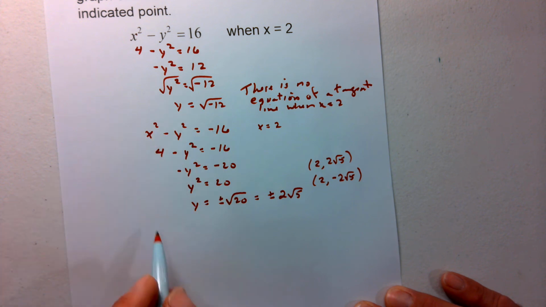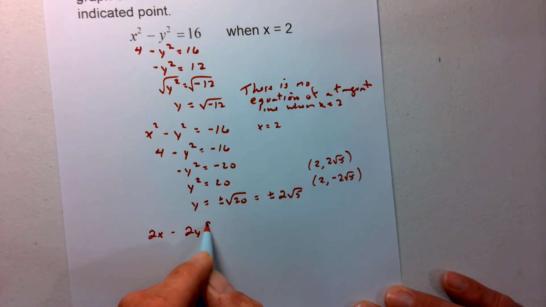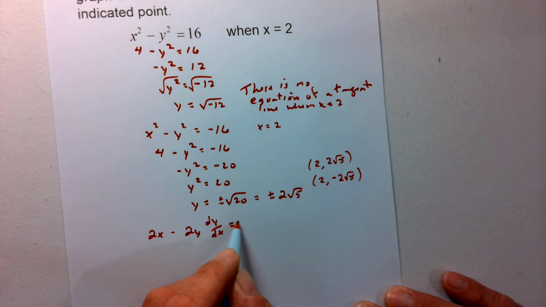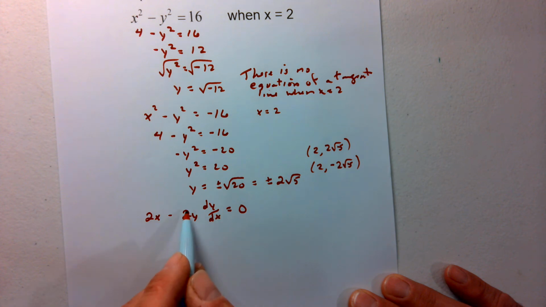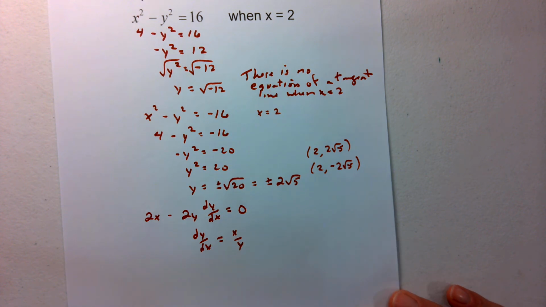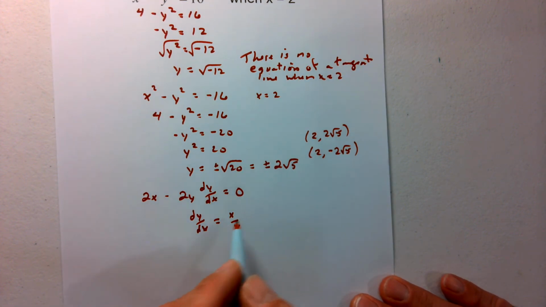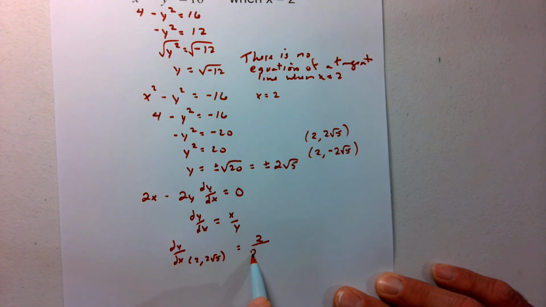Go ahead and find our derivative. So we have 2x minus 2y dy dx, and that's going to equal 0. Go ahead and subtract your 2x, divide by your negative 2y, so dy dx will equal x over y. Again, we can go ahead and then find it at our points. So dy dx at the point 2 radical 5 will be 2 divided by 2 radical 5, or 1 over radical 5.